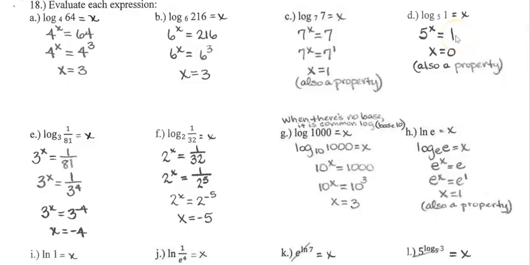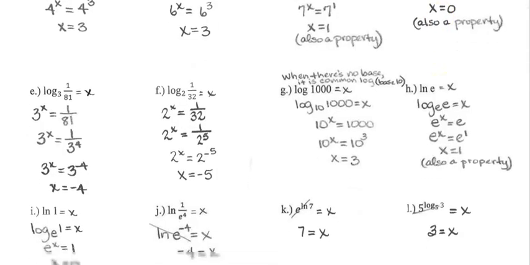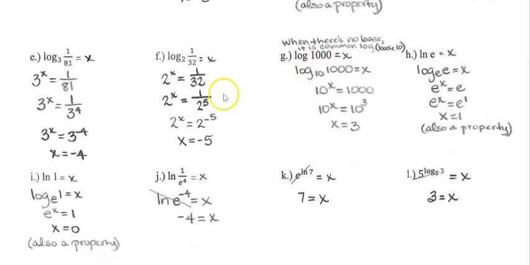And so for that reason, we have a property that says if you're taking the log of 1, regardless of what your base is, that answer is always going to be 0 because this base will never be 0. So that will give us x is equal to 0. All right, look at the next one. Again, I don't know what this is equal to. I'm going to set it equal to x and then switch it to an exponential. So that'll be 3 to the x is equal to 1 over 81.